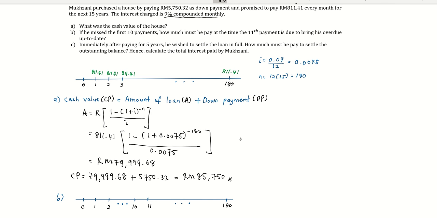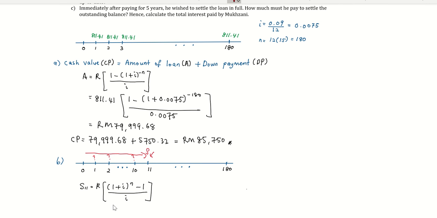And then for question B, if he missed the first 10 payments, how much must he pay at the time the 11th payment is due to bring his overdue up to date? Meaning he missed the first 10 payments, and he wants to settle the missed payments overall, the outstanding balance at the 11th payment. So you have to find the future value as at the 11th payment.